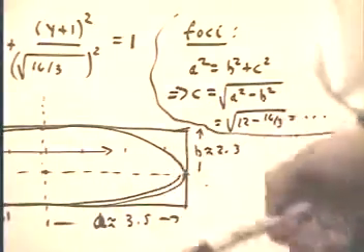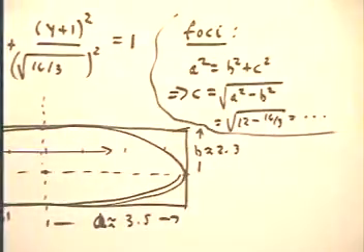So if A is 3.5, the focus would be at 2.6, maybe about there. And the focus on the other side would be symmetric with it, about the center of the ellipse.